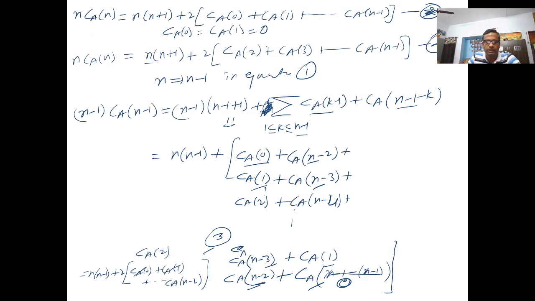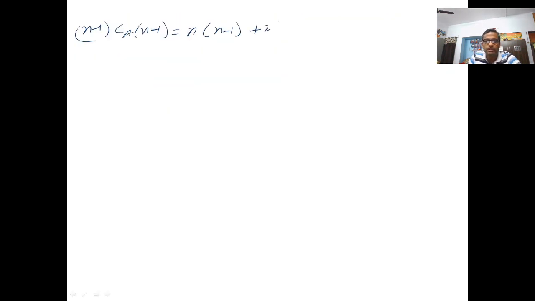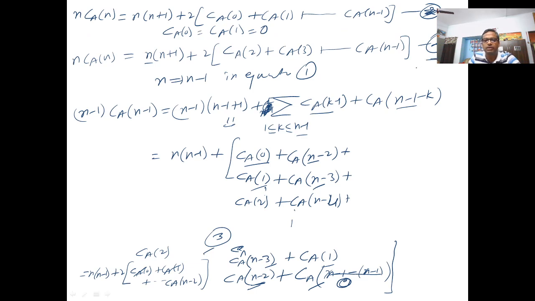n minus 1 into Ca of n minus 1 will be equal to n into n minus 1 plus 2 of Ca of 2 plus Ca of n minus 2. So this is equation number 3, to be very exact. Fine. So this is equation number 3 and this is equation number 2.